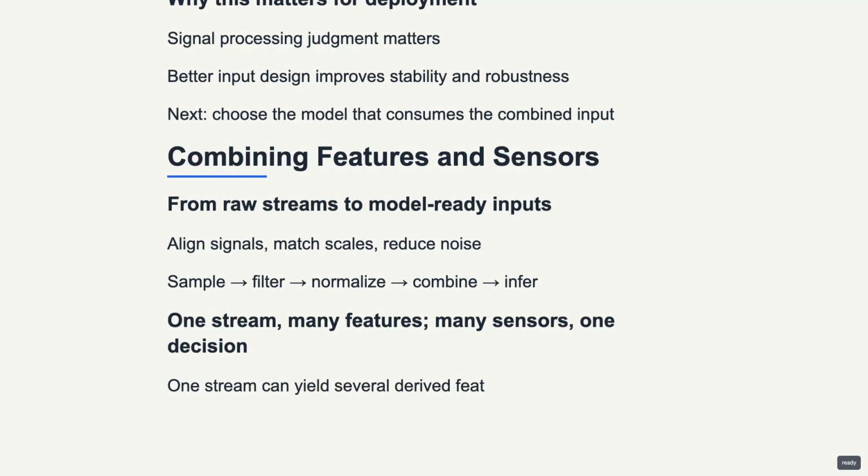A single vibration signal can be turned into multiple views of the same motion, such as average level, short-term variation, and peak spread. Those derived features often tell the model more than the raw waveform alone because each one highlights a different property of the same source.